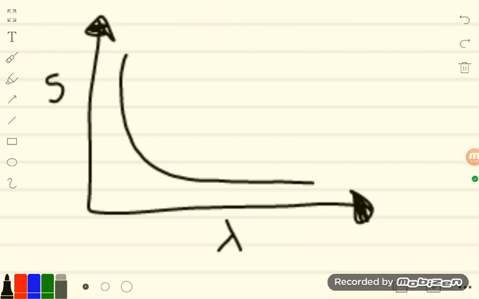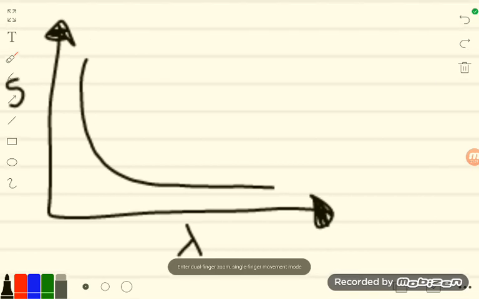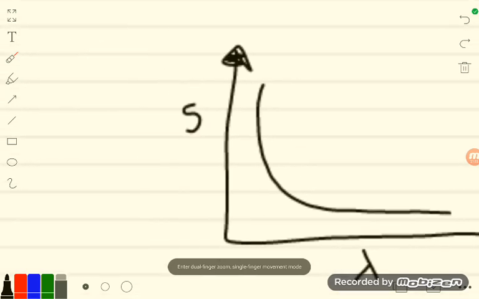Alright guys, sorry. So we're back, and as I was saying, there is a relation between two things in Planck's law, used to describe black body radiation.